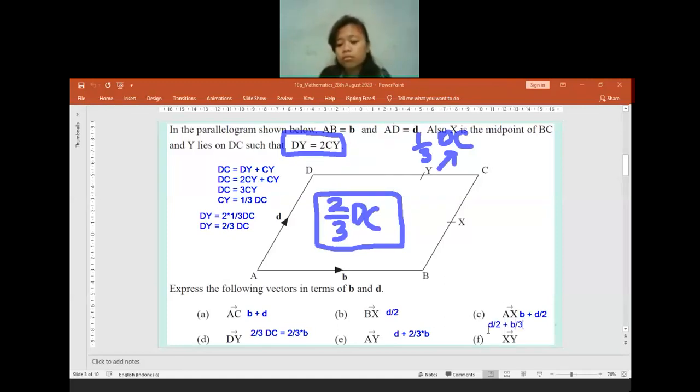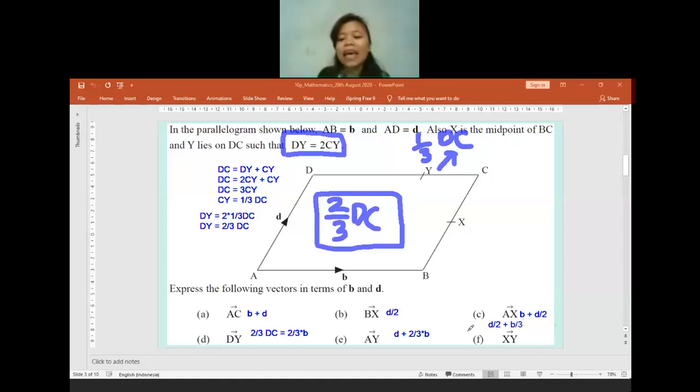Is there anyone who agrees or disagrees with this answer? Is it correct? Is it correct if the answer for the factor XY is D per 2 plus B per 3? Yes. Really? Alright, now let us check.